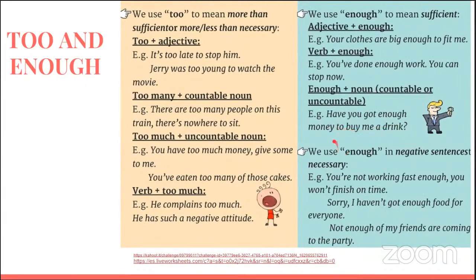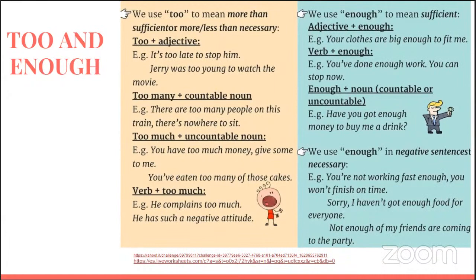And here, we use enough in negative sentences when necessary. For example, please, can you read these examples? You are not working fast enough. You won't finish on time. Sorry, I haven't got enough food for everyone. Not enough of my friends are coming to the party. Yes.